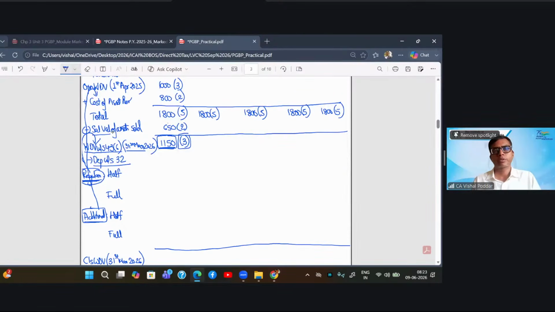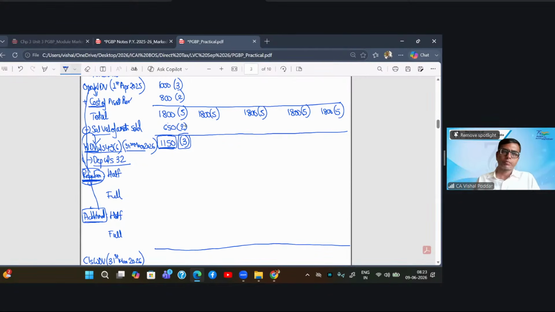Like how here I have subtracted the sale value of asset sold. Here I have added the cost of asset purchase. So you have to keep in mind that additional depreciation, since it is allowed only in the first year when the asset is new, has to be calculated on the cost. Regular depreciation is allowed every year. It is to be calculated on this WDV.